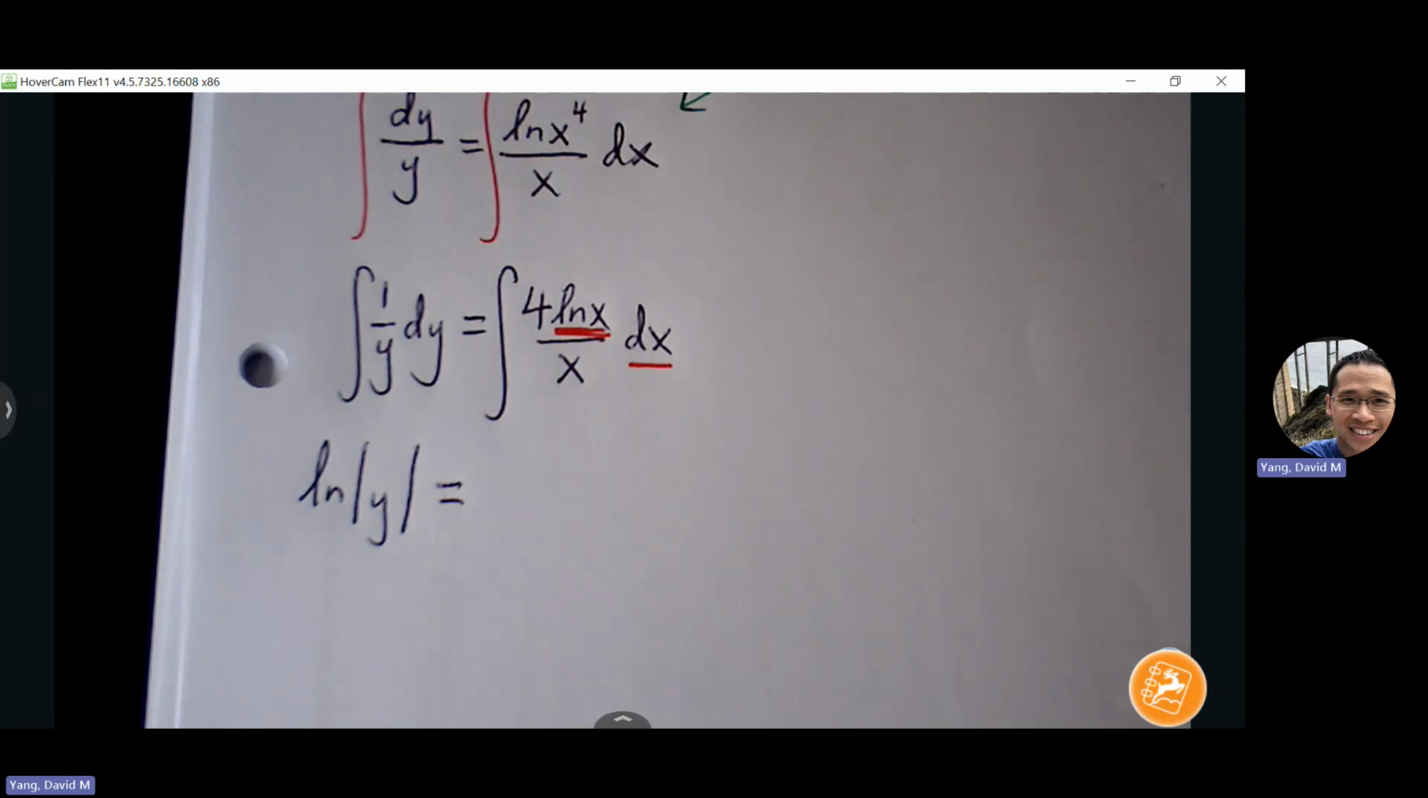You leave the 4 out of it. I'm sorry? You leave the 4 out of it. Yeah, leave the 4 out of it. The 4 can just hang out in front. Anytime I see a coefficient, it's usually not part of my u value.